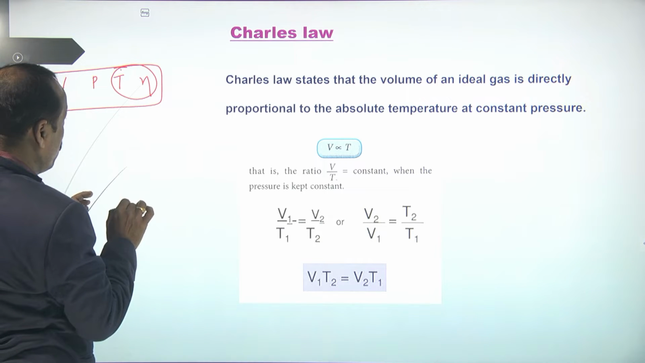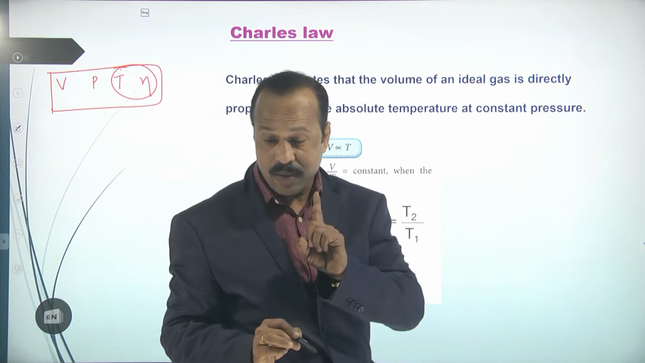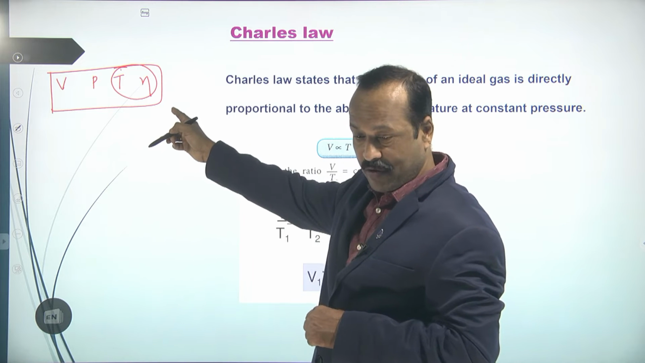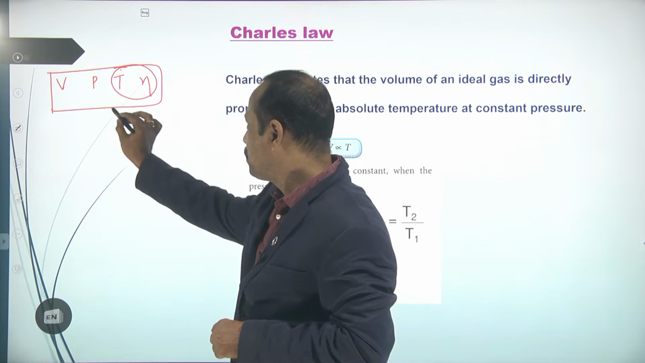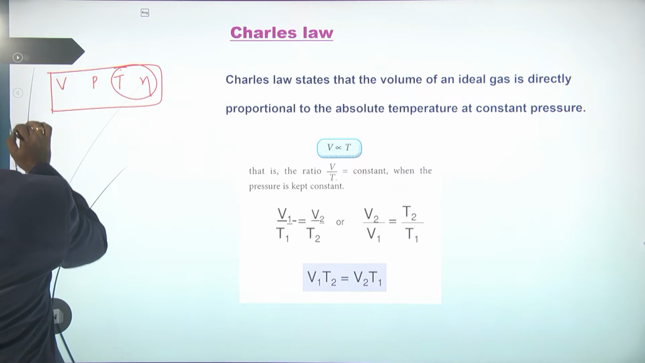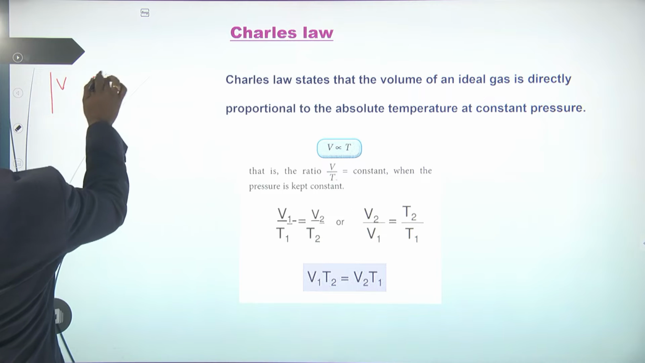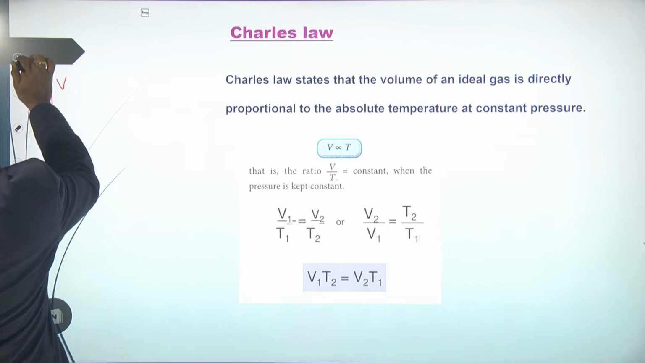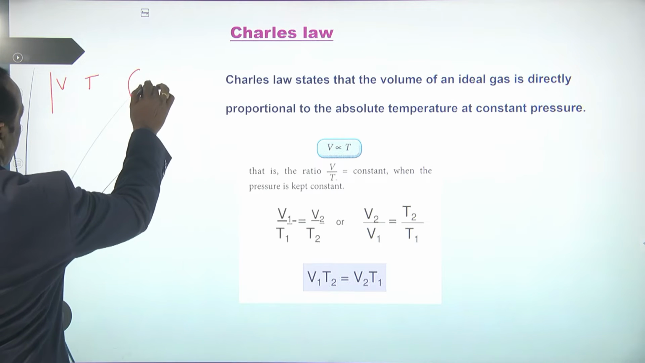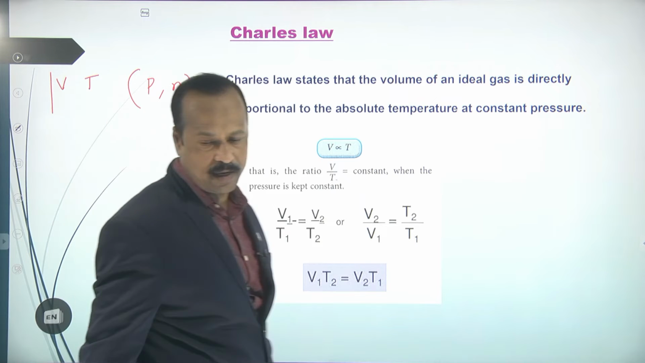But here, we take P constant now. In the last slide, Boyle's law, we kept the temperature and N constant. But here we keep P and N constant. So in Charles' law, we are going to take the relation between V and T, and we are keeping P and N constant. Is this clear to you?